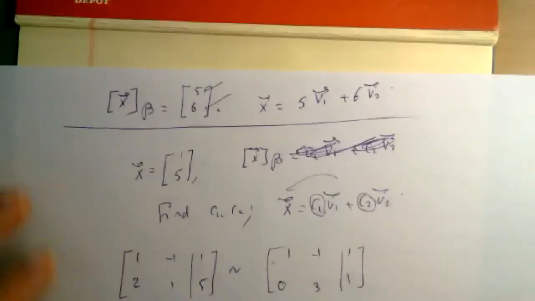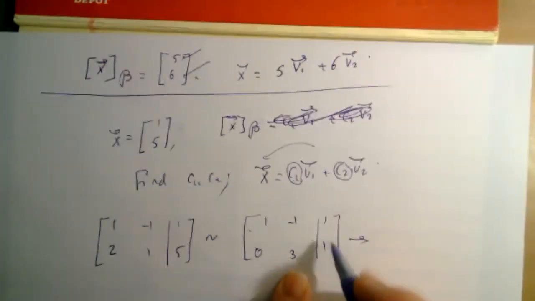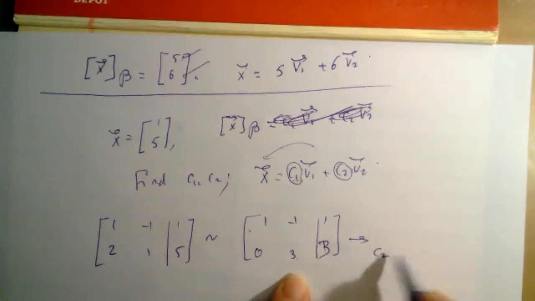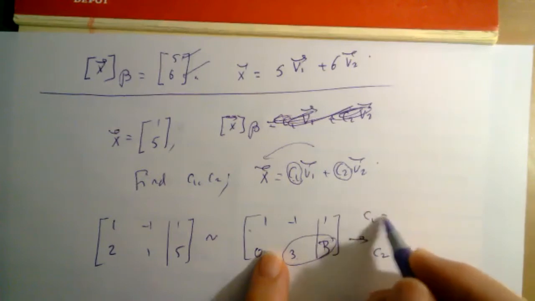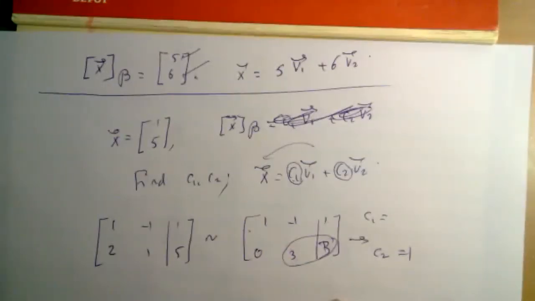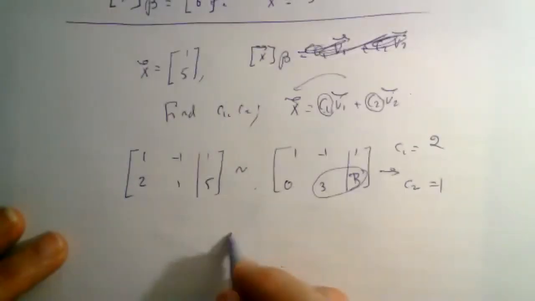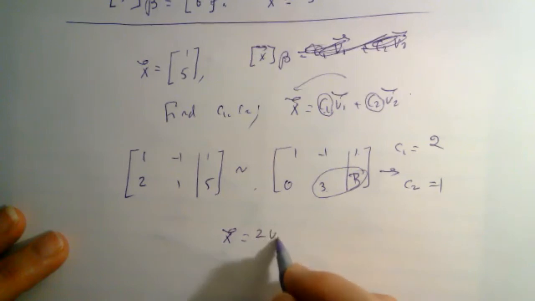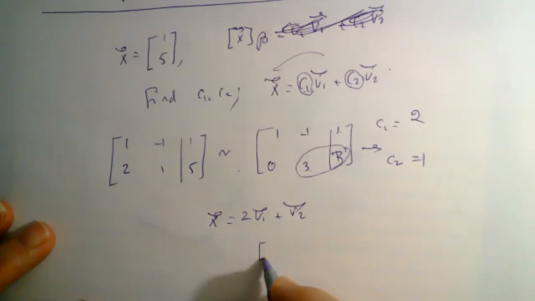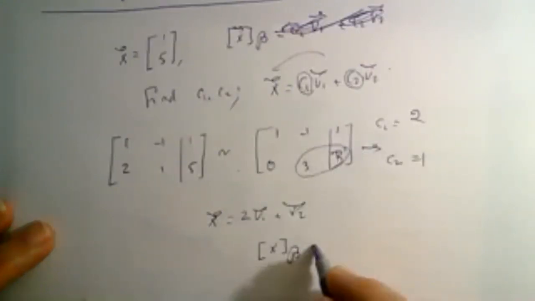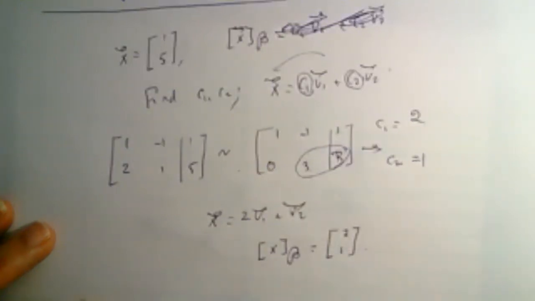So I'm getting that. So what does this mean? Sorry, I got 3, 3 here. It means that C2 is 1. That's what this one would read. And C1 is 1 plus C2. It means C1 is going to be equal to 2. So this means that my vector X is 2V1 plus V2. It means that the coordinate of X with respect to this basis is actually 2, 1.